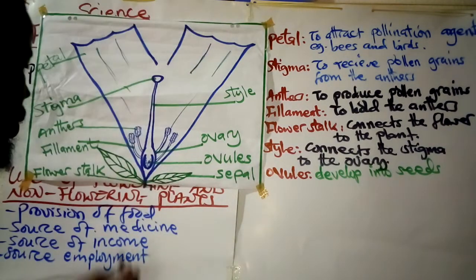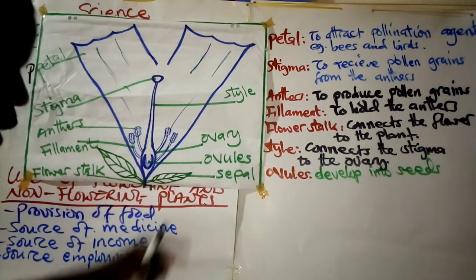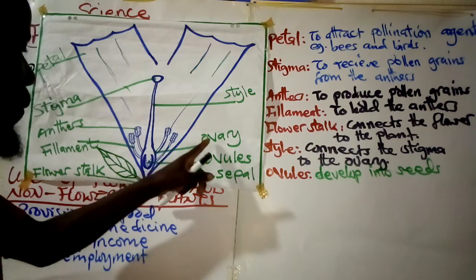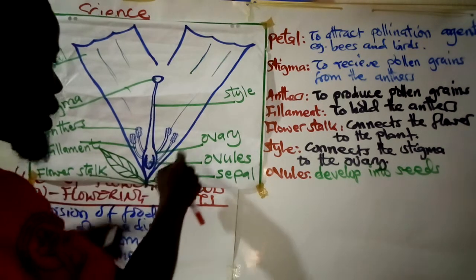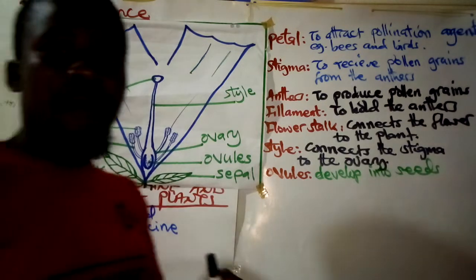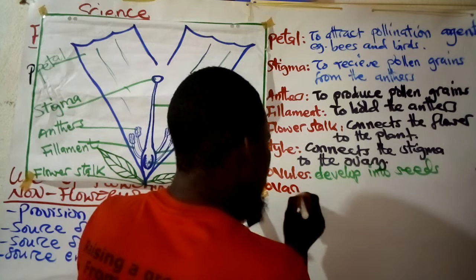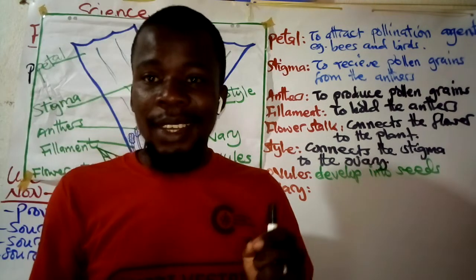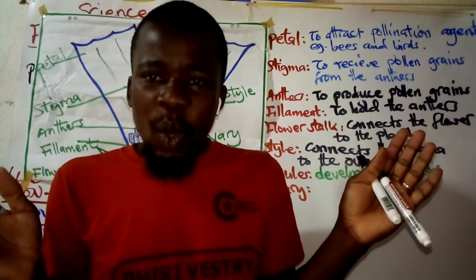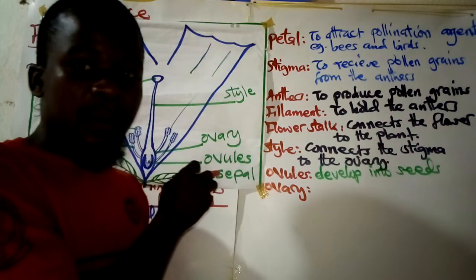What about the function of the ovary? I skipped ovary, all right. The function of the ovary. So the ovules are here inside of the ovary. What about the function of the ovary? The function of the ovary is to hold the ovules.